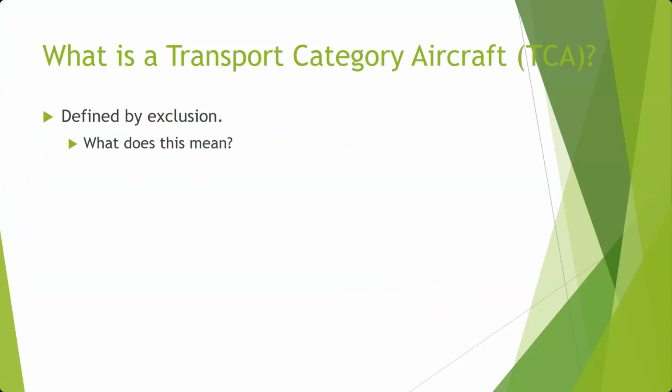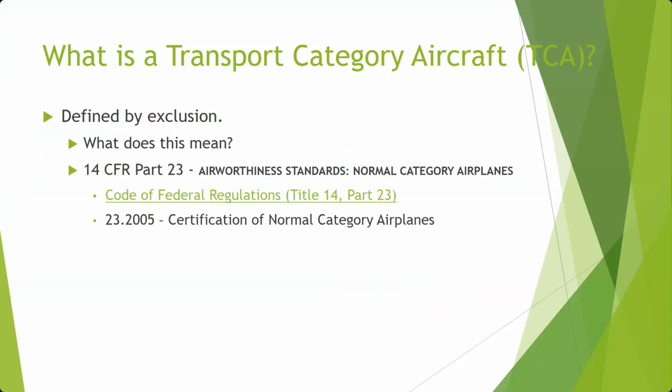Okay, so you're on the right track. So it's based on number of people or maximum weight, but it's defined by exclusion. So if I say defined by exclusion, what do you think that has to do with? Something that's not a transport aircraft. Okay, so the FARs do specify what a non-transport aircraft is. They call it a normal category airplane.